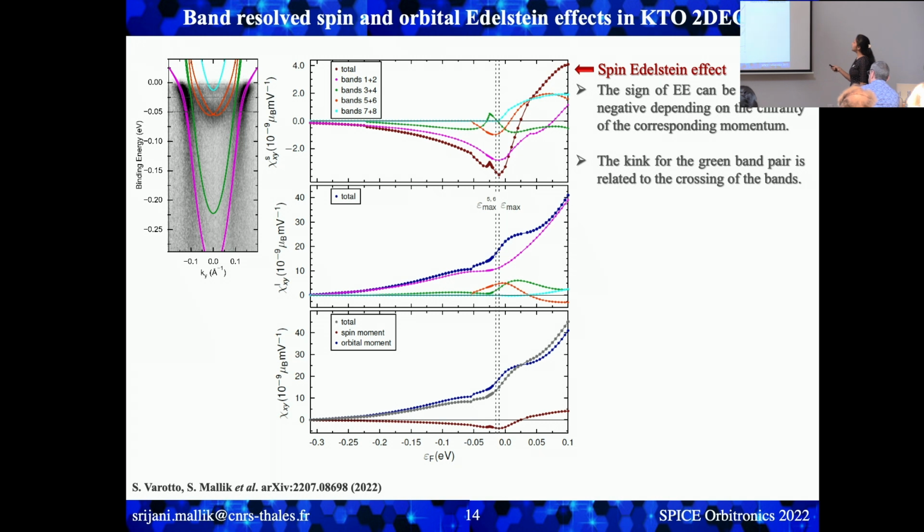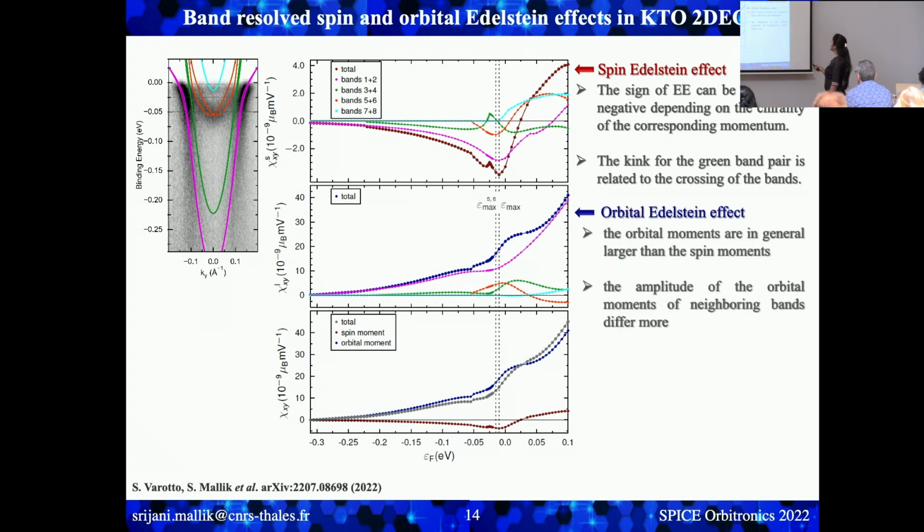And here one special thing we observed is a sudden kink in the spin Edelstein effect in the case of the green band pair, and this is because, as I said, close to this energy there is a band crossing between two pairs of the green band. So this is why we see a kink here, which is also evident from the total spin Edelstein effect. And in the case of the orbital Edelstein effect also, we see a similar trend.